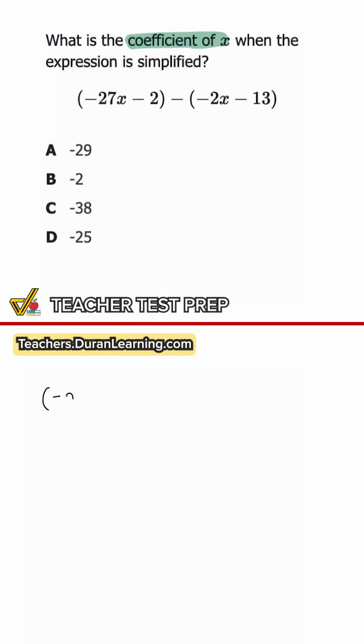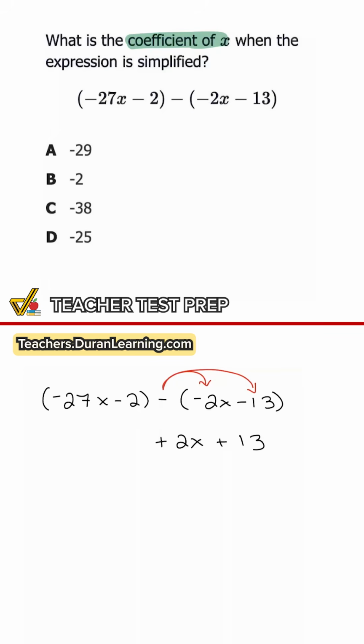We have negative 27x minus 2 minus negative 2x minus 13. What we have here, everybody, is that we can distribute the negative to each of these. Negative by negative gives me a positive 2x, and then a negative by negative 13 turns into a positive 13. Sure, we can do that. There's no problem with doing that, and then getting rid of the parentheses on the left.